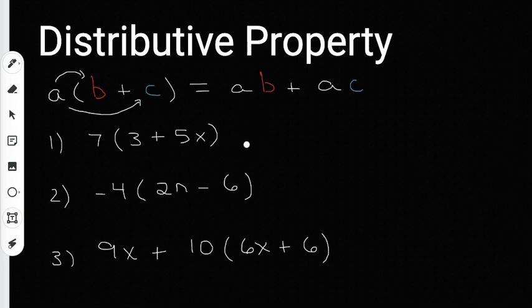Now for this first one down here, I'm taking a 7 on the outside. So what that means is I need to multiply everything on the inside of this parentheses by 7. So I'm going to start off by multiplying the 7 by the 3. And when I do that, I get 21. Now there's a plus in the middle, so I'm going to bring that over. And then the last thing I have to do is I have to multiply this 7 by this 5x. So when I do that, 7 times 5x is going to give me 35x.